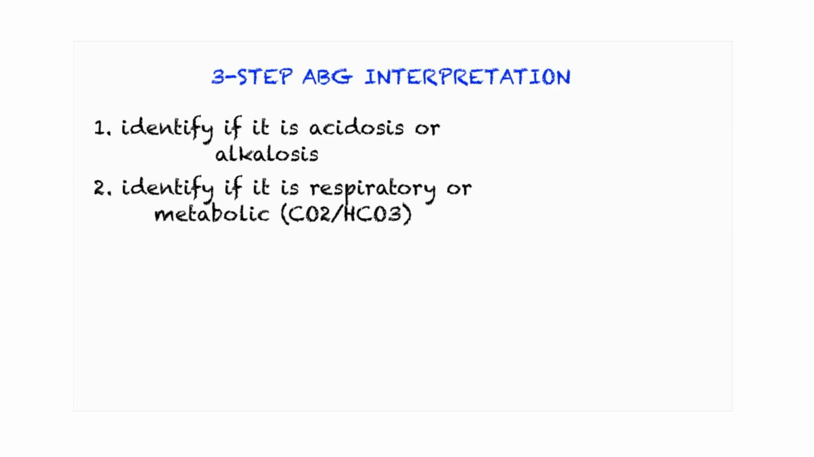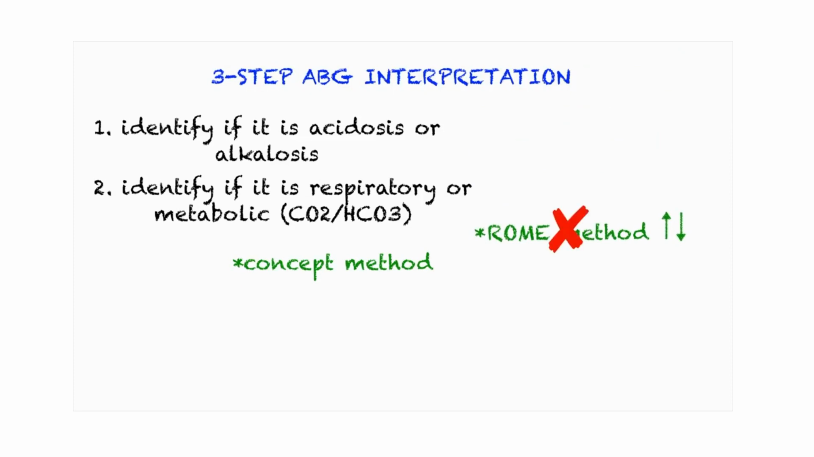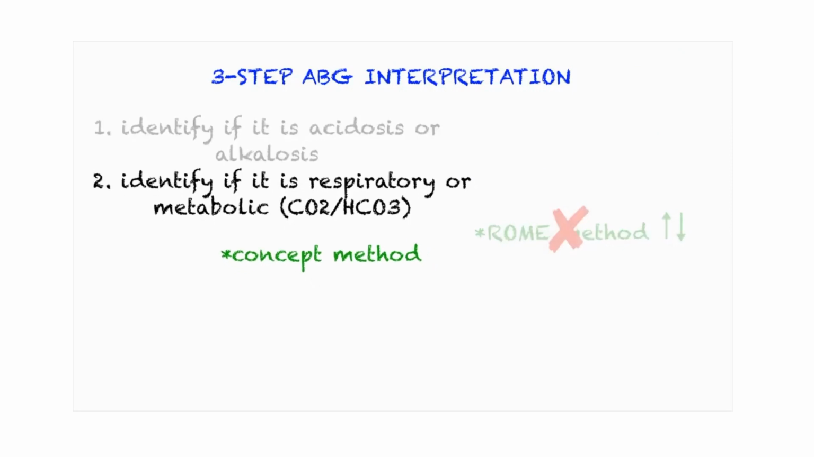Step number 2 would be identifying if it is respiratory or metabolic. We're going to do this by simply looking at your bicarbonate and carbon dioxide and comparing that to your pH. Through this, we will know whether you have a respiratory or metabolic condition. The method that we are going to be using will be the concept method. Now, the most common method being taught in nursing school is what we call the ROME method, where they ask you to use arrows in interpreting your ABGs. However, we will not be using this here because the ROME method doesn't really work well for compensated ABG. So for now, we are just sticking with the concept method.